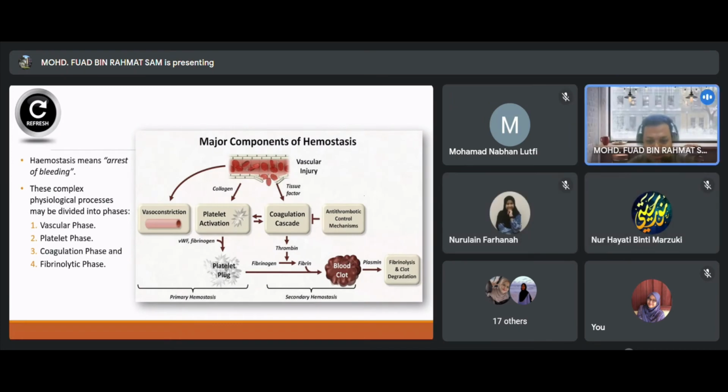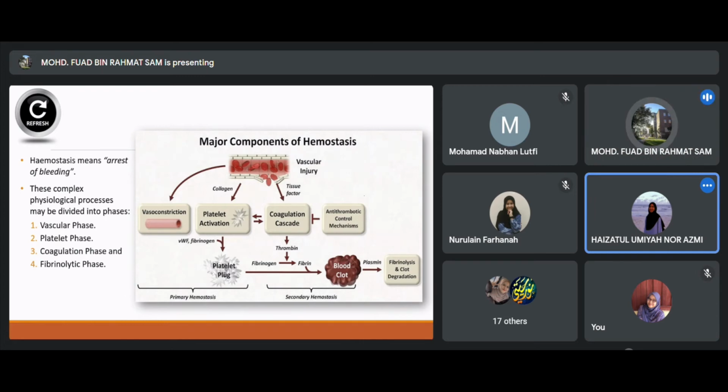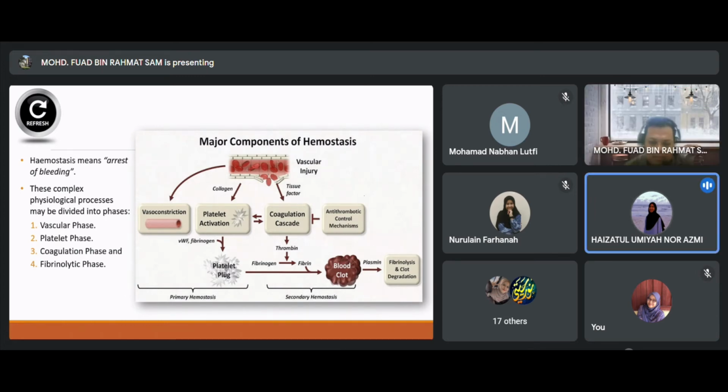Okay, not the same. I heard a few people say not the same, Nabahan and Haizatul. Okay, Haizatul, what is the difference? Hemostasis and homeostasis. Hemostasis relates to the blood cell, hemoglobin. Okay. Homeostasis?